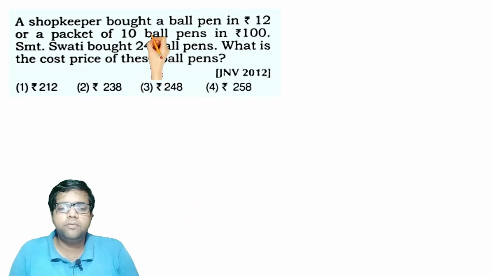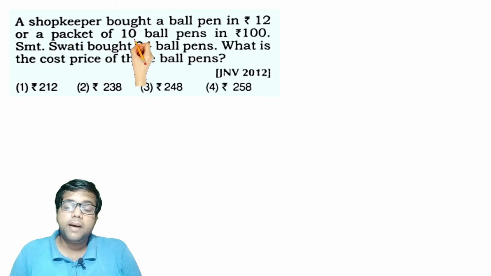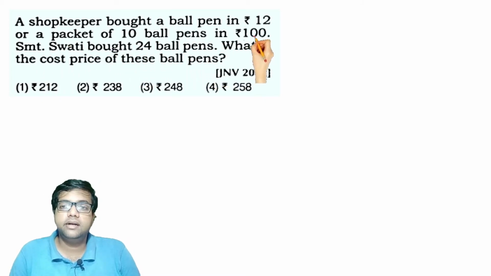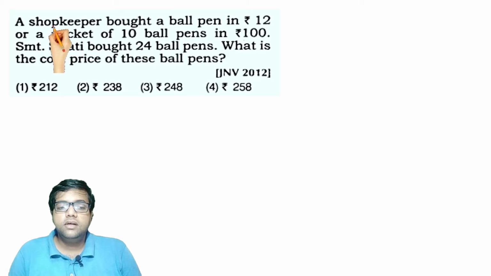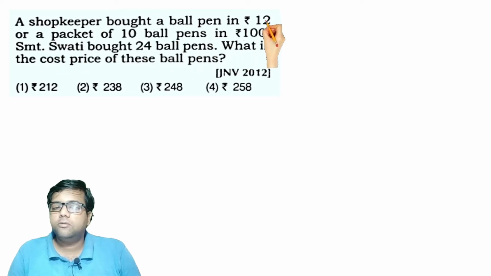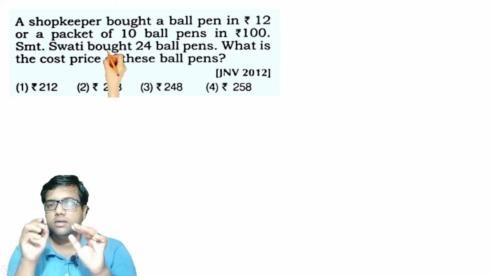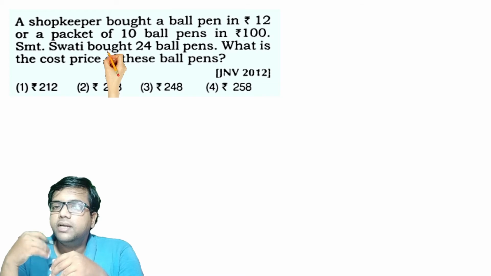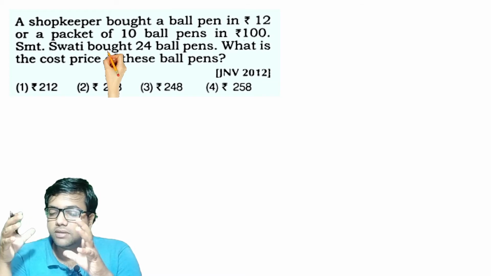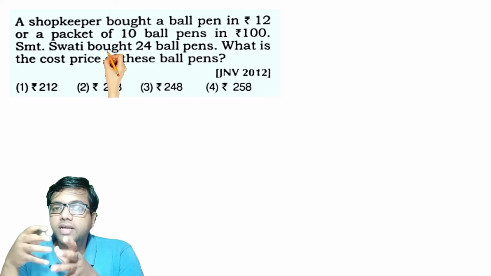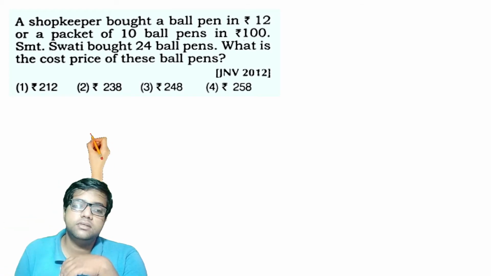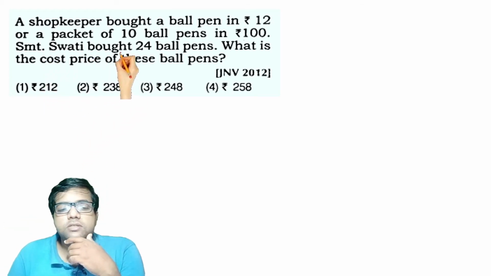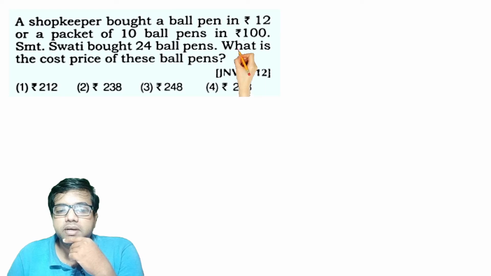A shopkeeper bought a ball pen for 12 rupees, or a packet of 10 ball pens for 100 rupees. That means if he is buying one pen loose, he will have to pay 12 rupees. If he is purchasing in bulk, in a group of 10 pens, then he is paying 100 rupees. Srimati Swati bought 24 ball pens.